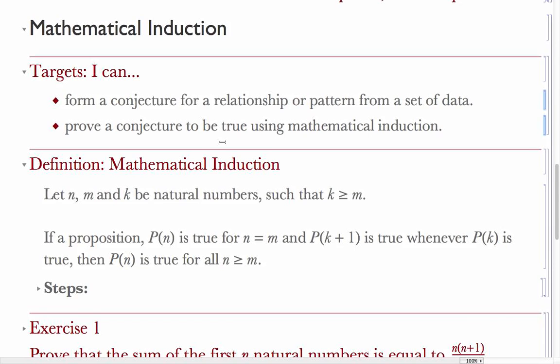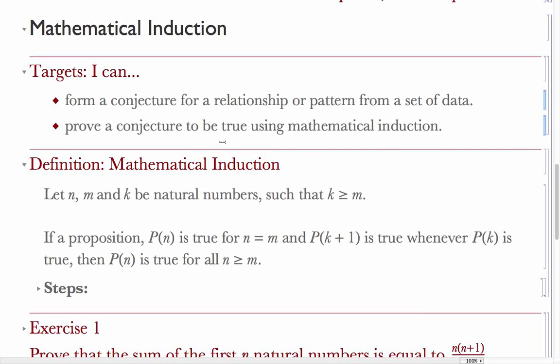Let n, m, and k be natural numbers such that k is greater than or equal to m. Now k in particular is an arbitrary natural number, and what we do is we say that if a proposition, now proposition just means a statement that we are looking to prove or asserting is true. If a proposition P of n is true for n equals m, and P of k plus 1 is true whenever P of k is true, then P of n is true for all n greater than or equal to m. An obvious statement.